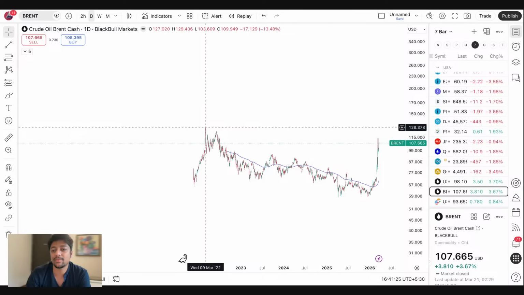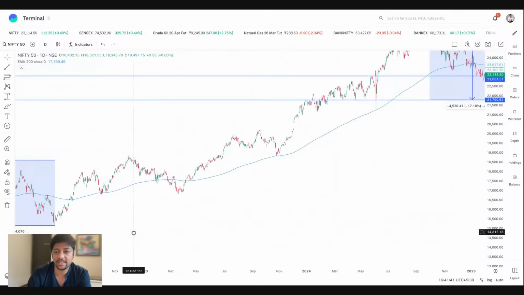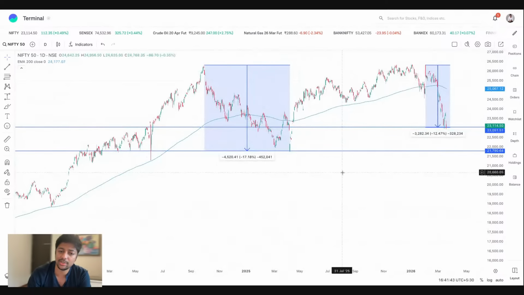Bro, we had seen oil at 130 in the Russia-Ukraine war, and then it stabilized when the war kind of got baked in, and all the routes were allowed again. But it did go to 130, so we are currently at 107, not 130. So this is nothing new, right? If you're seeing that this is a huge impact, it is not. Russia-Ukraine was even worse.